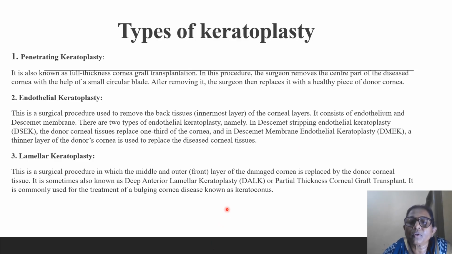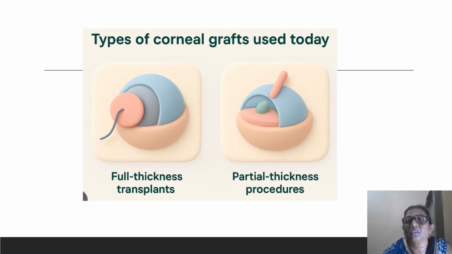Lamellar keratoplasty is a surgical procedure in which the outer layer of the damaged cornea is replaced by healthy donor corneal tissue. It is sometimes known as deep anterior lamellar keratoplasty or DALK, or partial thickness corneal transplant. It is commonly used for the treatment of bulging cornea disease, that is keratoconus. In keratoconus, we are doing lamellar keratoplasty. So these are the types of corneal grafts used today: full thickness or partial thickness.